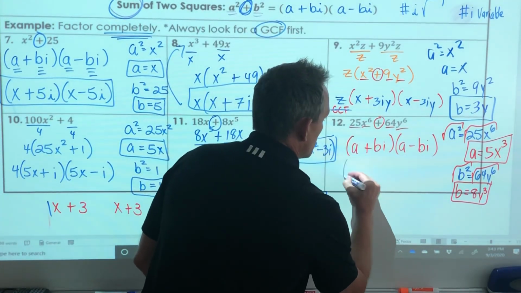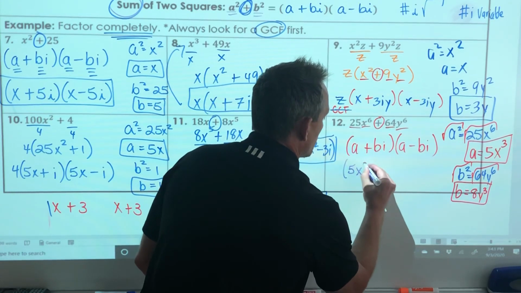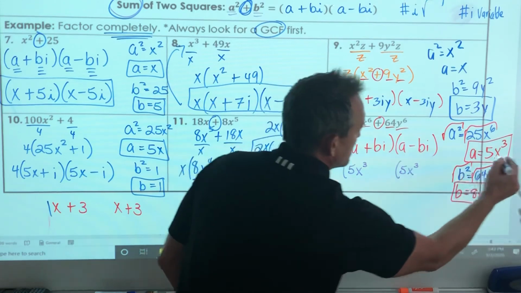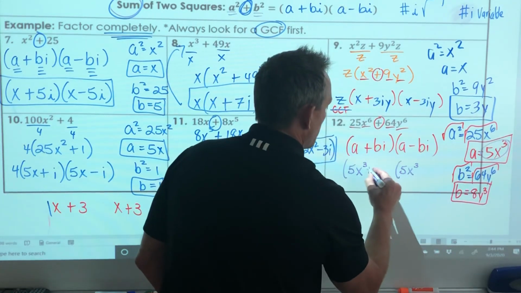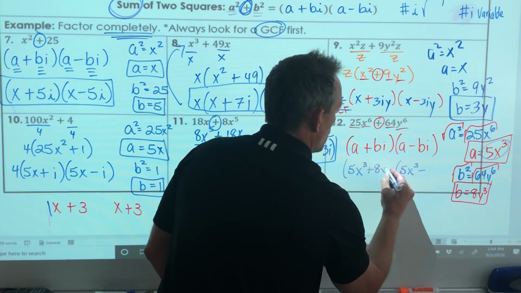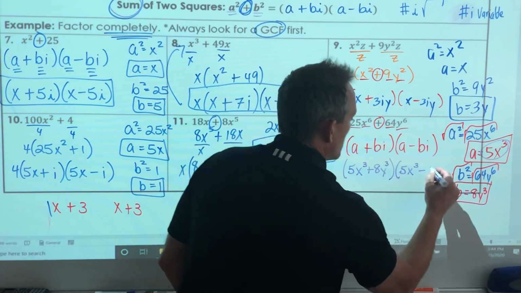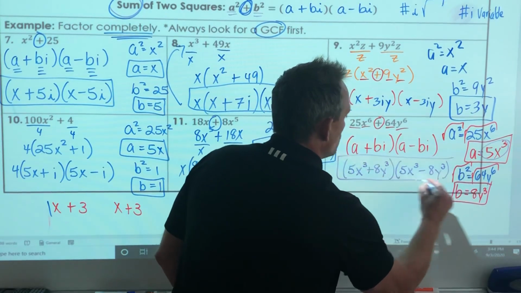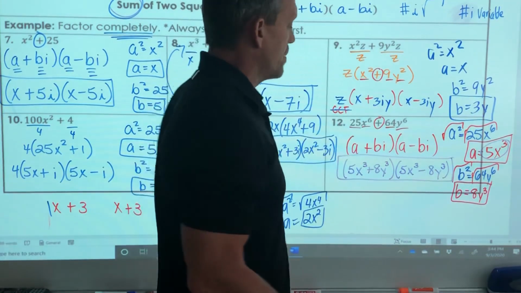Here, 5x to the 3, done. Plus, minus 8y to the 3. You don't have to be a genius about how to do these.